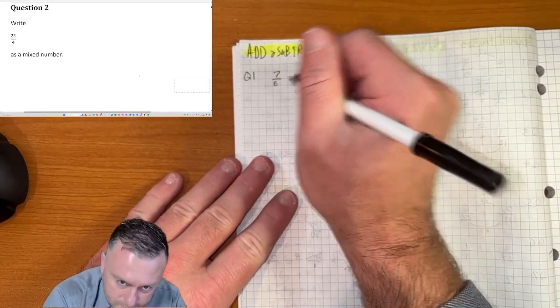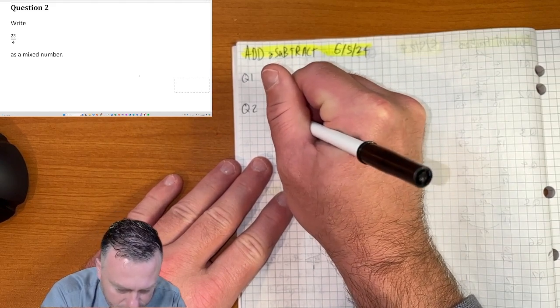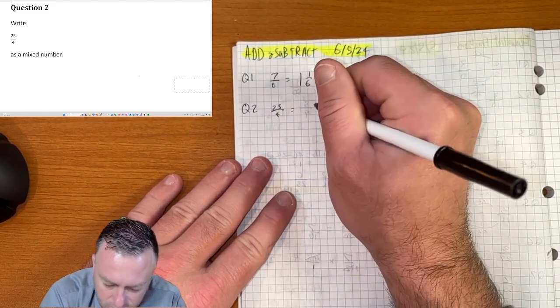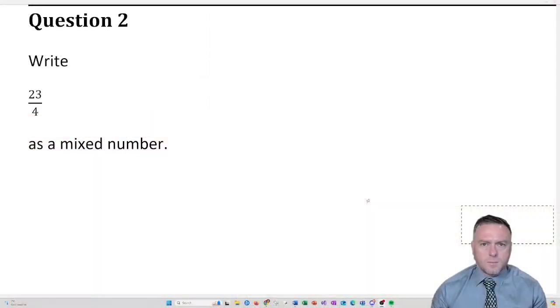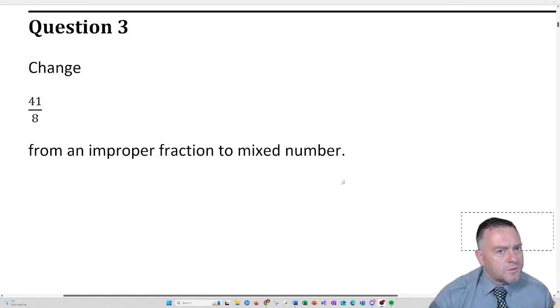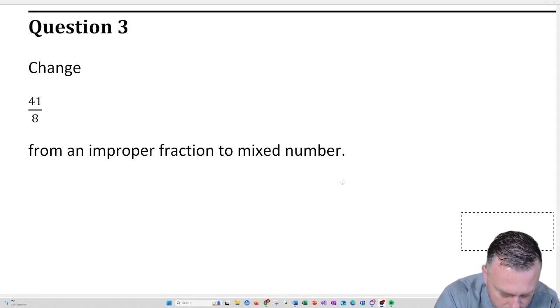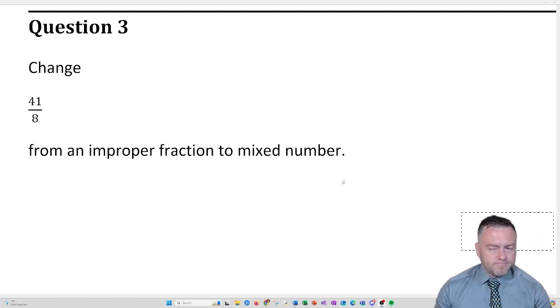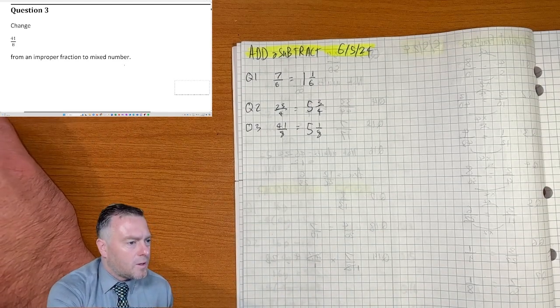Now question 2, 23/4. So we have 23 divided by 4. It's going to go 5 lots with 3 left over. In question 3, 41 divided by 8. That's going to go 5 lots and 1/8. Five lots and 1/8, which is what happened there.